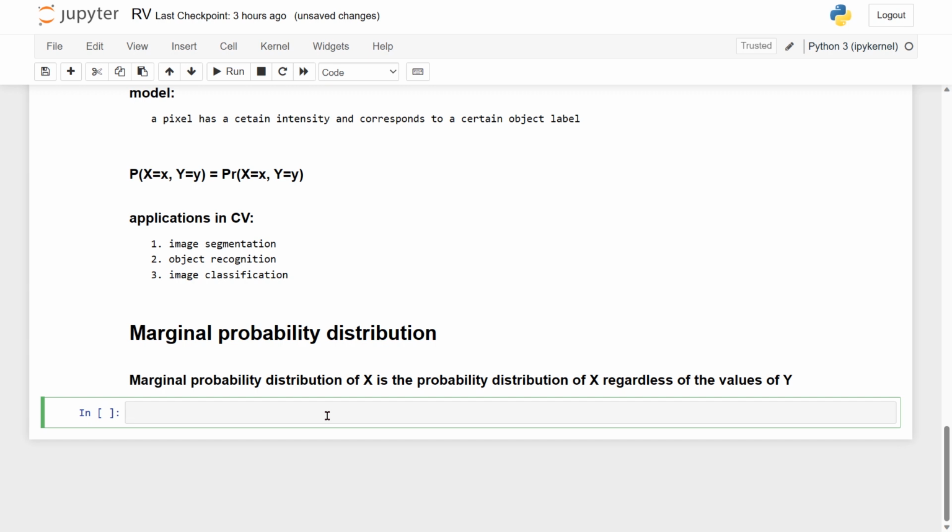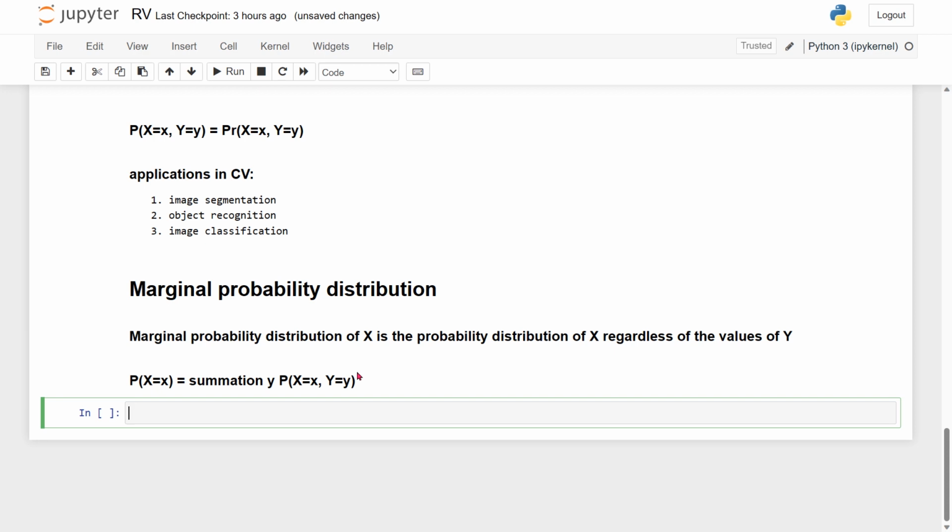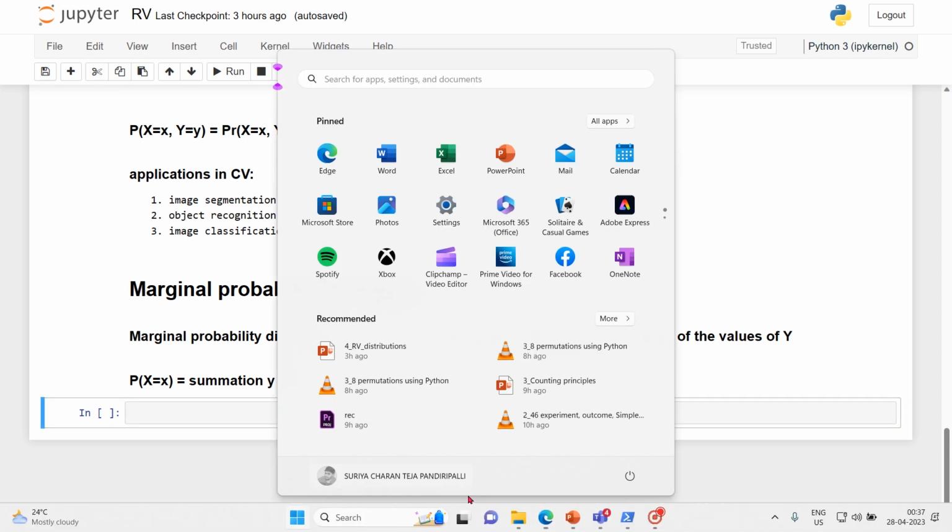It is computed by summing the joint probabilities over all possible values of Y. This is how we calculate it: P of capital X equals small x is equal to the summation over all possible values of small y of the joint probability of capital X and capital Y. This is how we calculate the marginal probability distribution of capital X. Here, the marginal probability distribution of capital X gives us the probability of a particular pixel intensity occurring in an image, regardless of the object label.